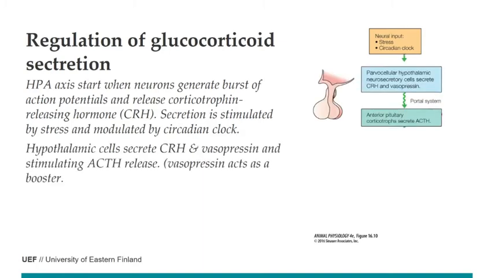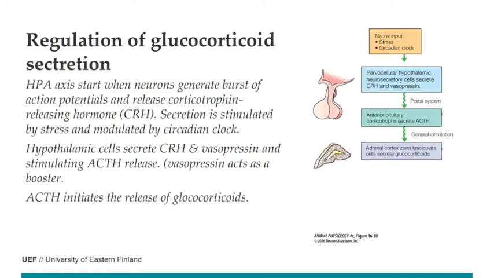Then we have hypothalamic cells that are secreting these corticotrophin releasing hormones, and that is stimulating the adrenocorticotrophin release in the anterior pituitary. It can release adrenocorticotrophin because the corticotrophin releasing hormone was stimulating it, but there's also this vasopressin released from the hypothalamus, and it's used as a booster. So there's much more ACTH release in the anterior pituitary when we have also the vasopressin there.